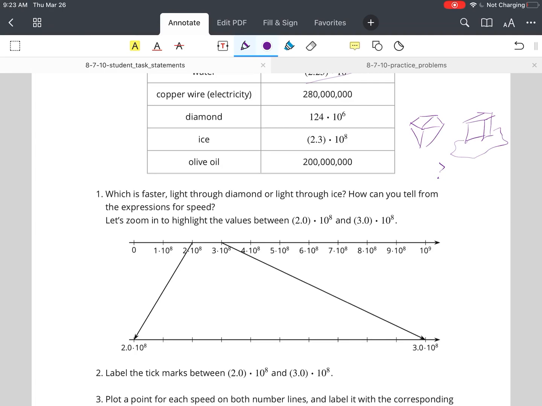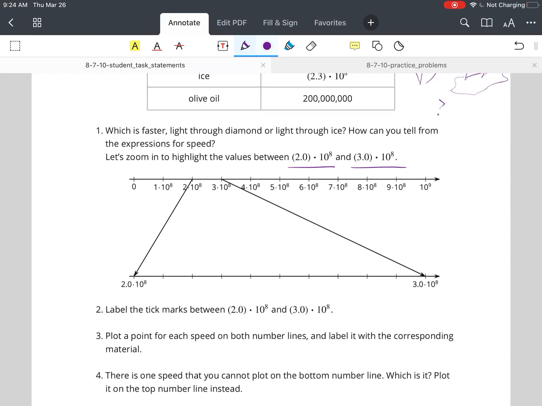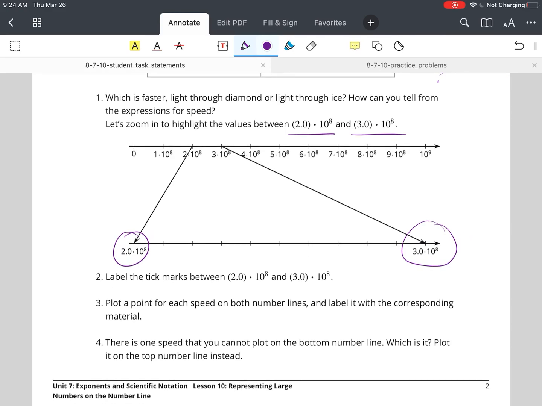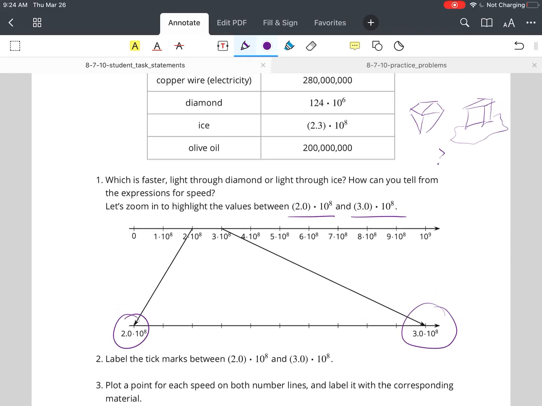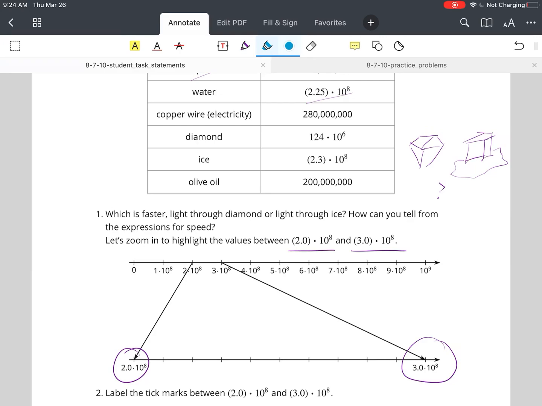How can you tell? So let's zoom in to highlight the values between 2.0 times 10 to the 8th and 3.0 times 10 to the 8th. Label the tick marks 2.0 times 10 to the 8th and 3.0 times 10 to the 8th. So it says plot a point for each speed on both numbered lines and label it with the corresponding material. Oh, they want us to graph them. Ha ha ha.